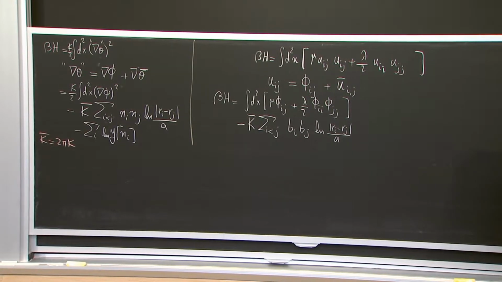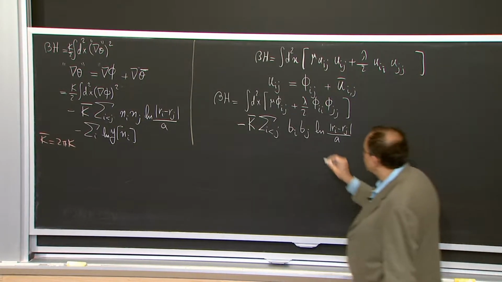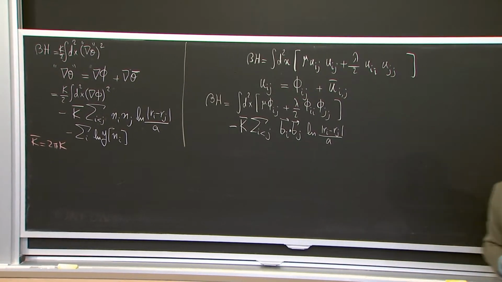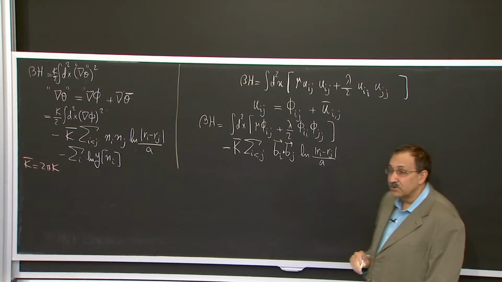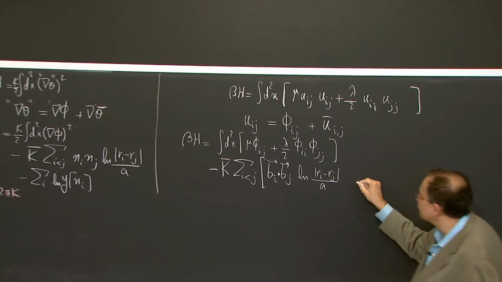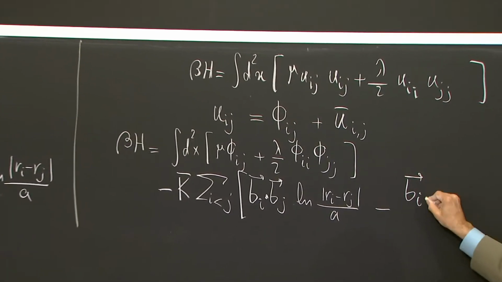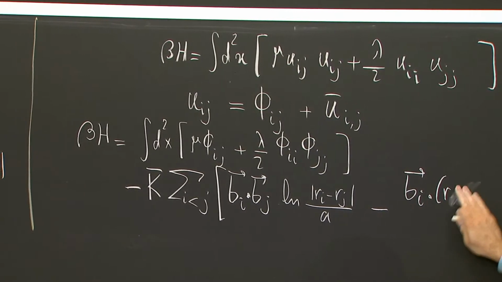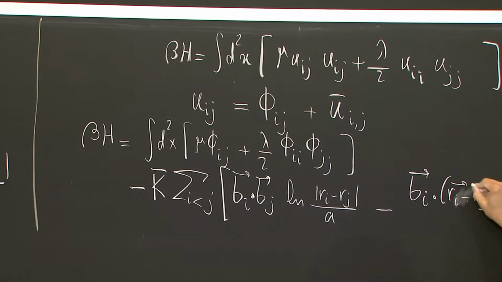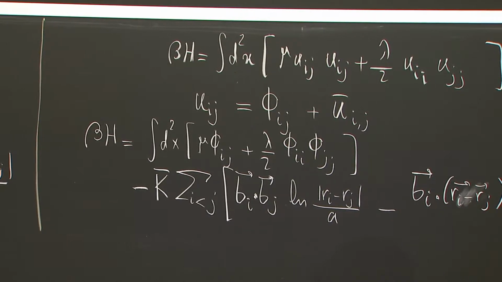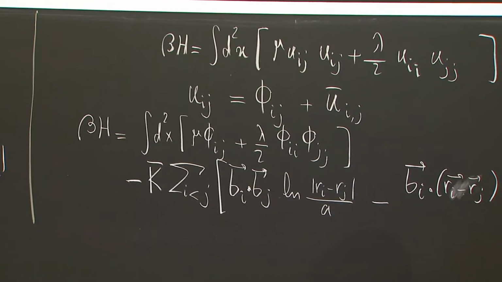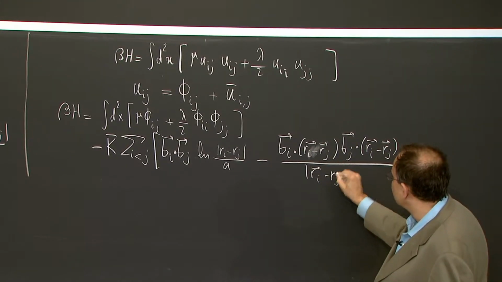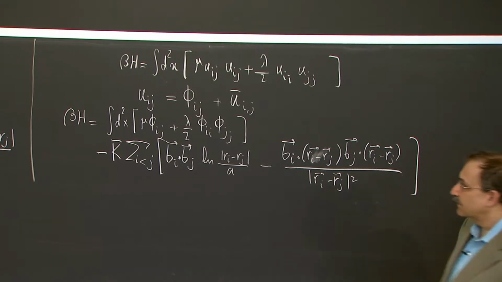Except that these b's are actually vectors. So this term is a dot product of the two b's. And it turns out that when you go through the algebra, there is another term, which is Bi dot Ri minus Rj, Bj dotted with Ri minus Rj, divided by Ri minus Rj squared. Okay?